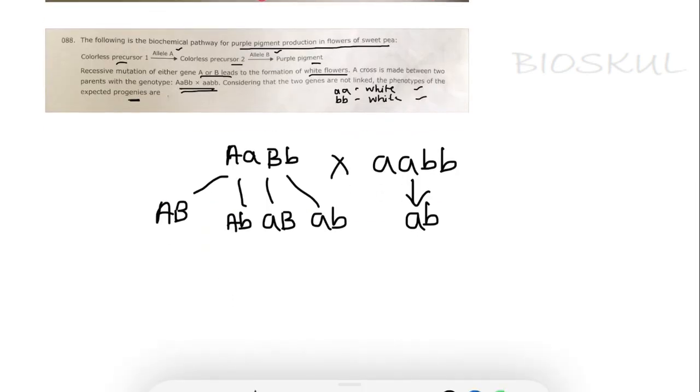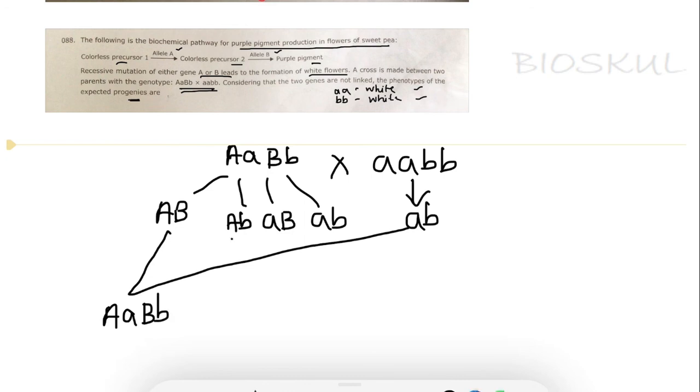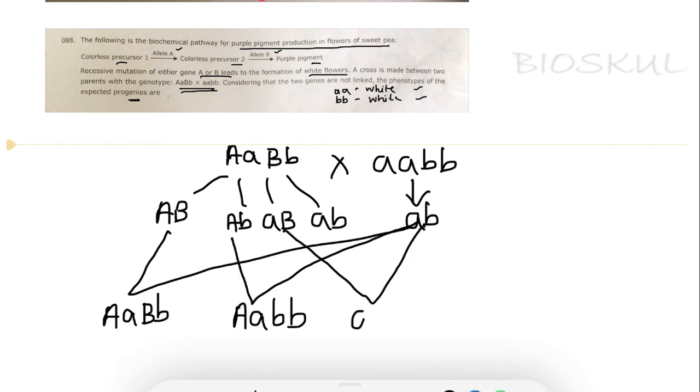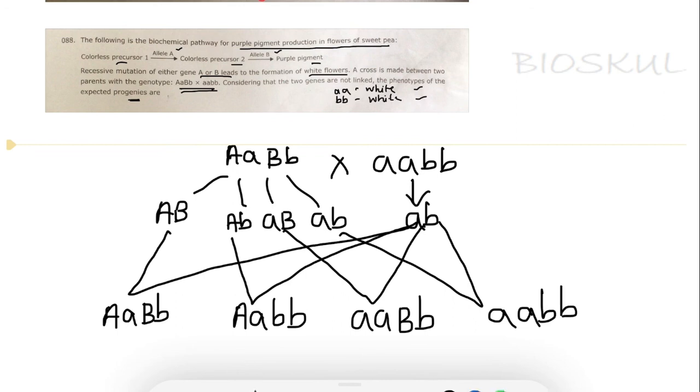So let's write down the progenies. Capital A small a, capital B small b. Then capital A small a, small b small b. This one small a small a, capital B small b. And this one small a small a, small b small b.